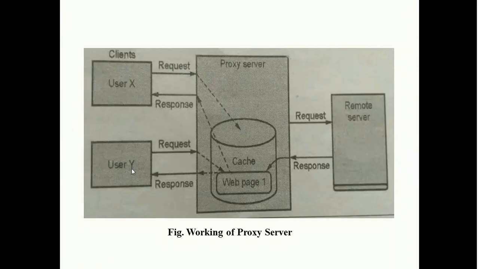instead of forwarding the request to the web server where page 1 resides, which is too much time consuming, the proxy server simply returns the same page that is present in the proxy server to user Y. So it's a much faster operation, means overall operation takes minimum time. So this is the working of the proxy server.